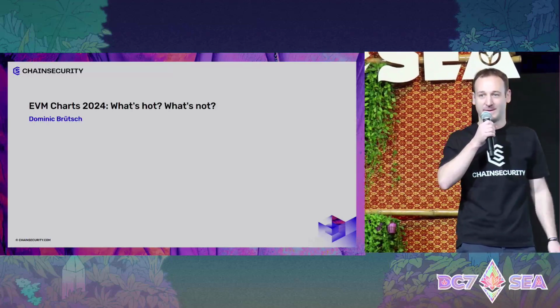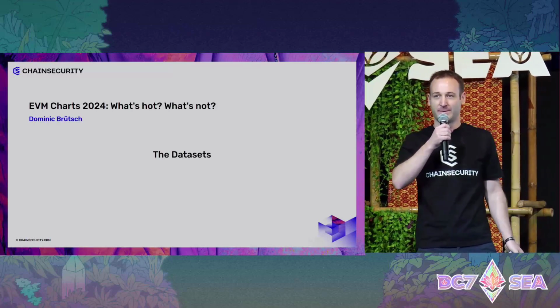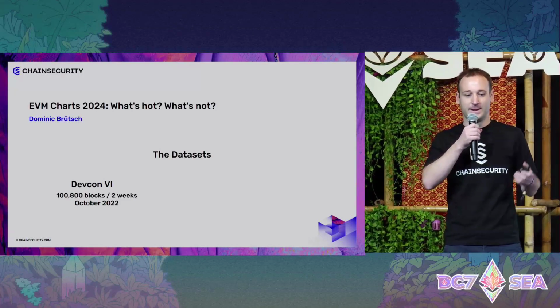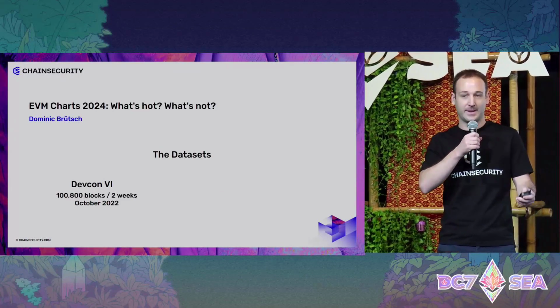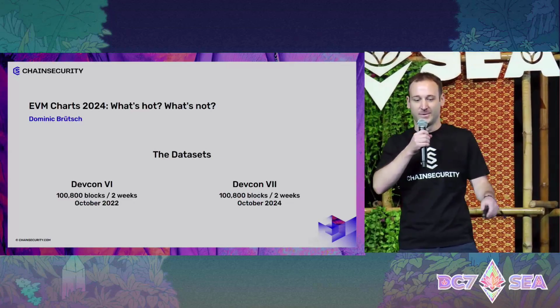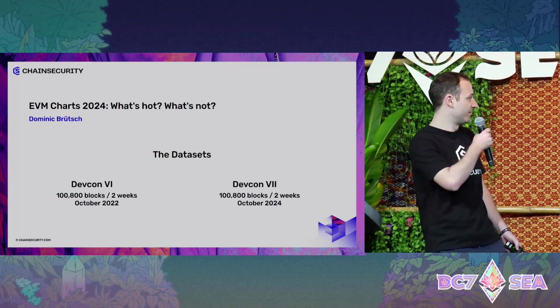We're going to see some statistics about the Ethereum EVM. Especially, we're going to compare some data. We collected data from 100,000 blocks before last Devcon and 100,000 blocks before this Devcon. We're going to see what changed.